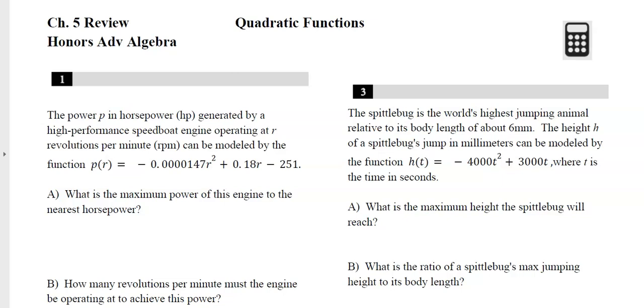All right, Chapter 5, review quadratic functions, and this is the calculator section. So you're allowed to use a graphing calculator. I would suggest it for most of these. You don't have to, but you could. So let's just jump right into it.